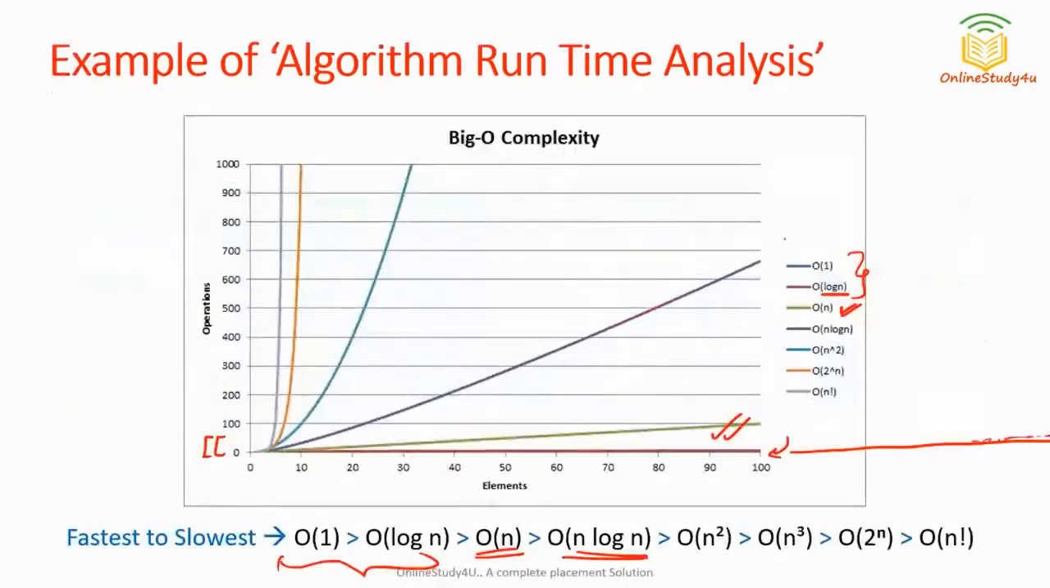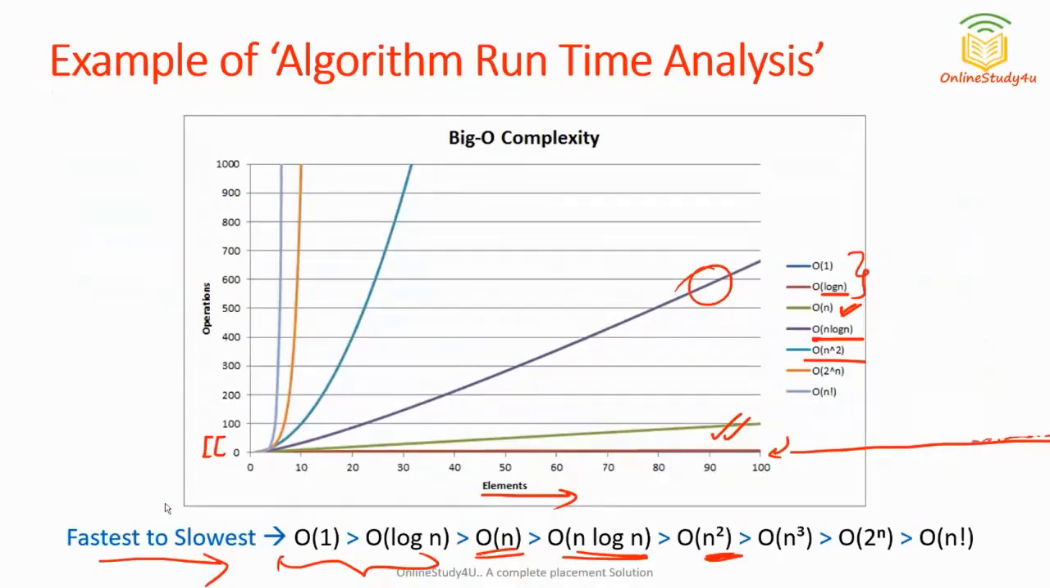Now you can see this is the color. Yes, this line is for linear logarithmic. From here you can see that when we increase the input size, the operations or the time taken increase more rapidly. In the same way you have order of n square. Next, this order you should remember, fastest to slowest.